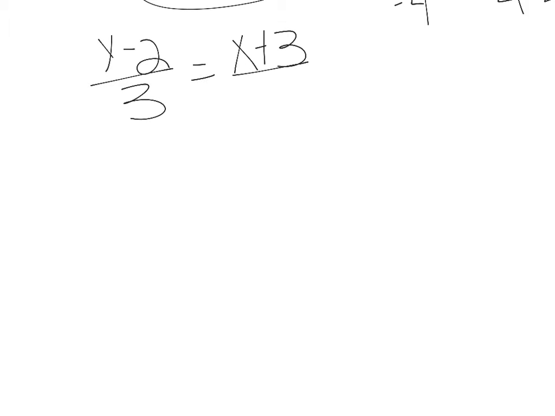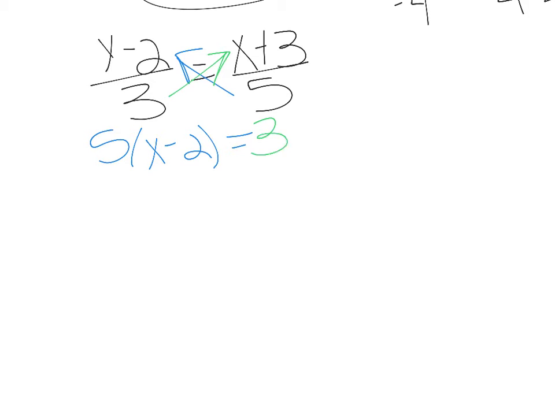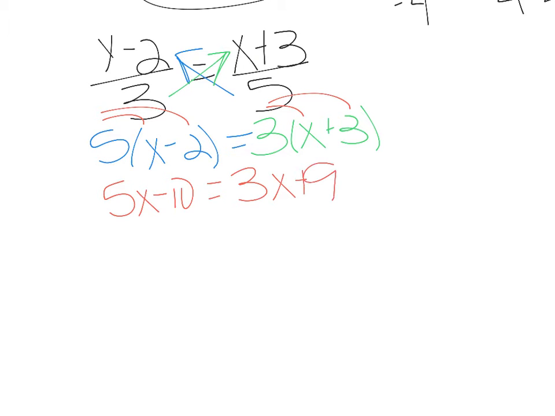This one, let's try (x minus 2) over 3 equals (x plus 3) over 5. Okay, so same thing, multiply up and across. We're going to take 5 times the quantity x minus 2. That equals the other one, which is 3 times the quantity x plus 3. And just like the last ones, distribute the 5 to both places. We get 5x minus 10. Distribute the 3, we get 3x plus 9.